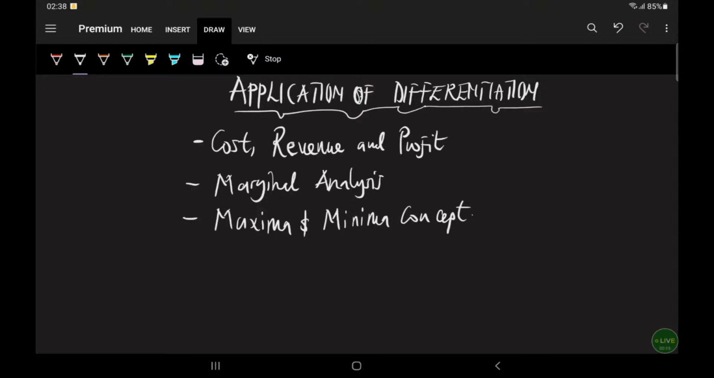So in today's video you are going to look at these various subtopics: cost, revenue and profit, margin analysis, and the maxima and minima concepts under the applications of differentiation.